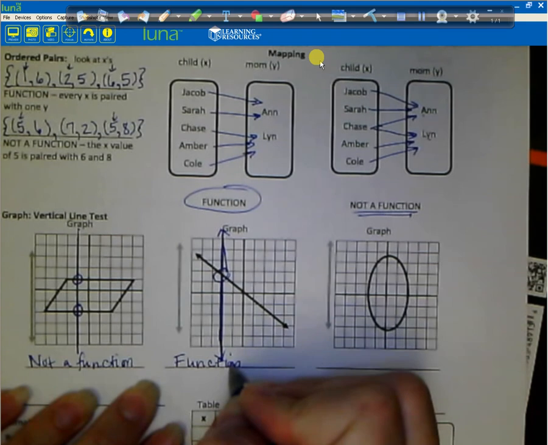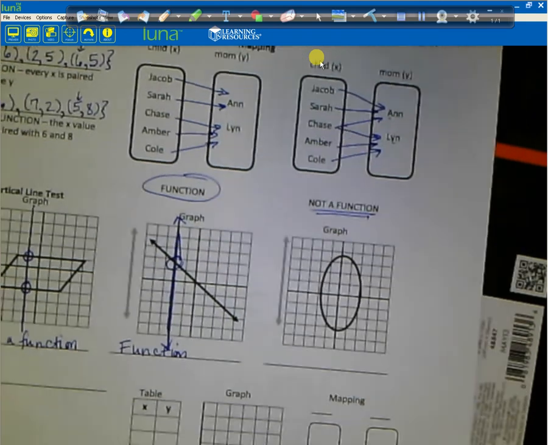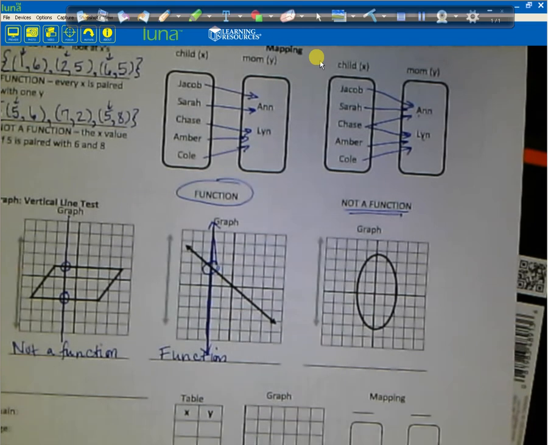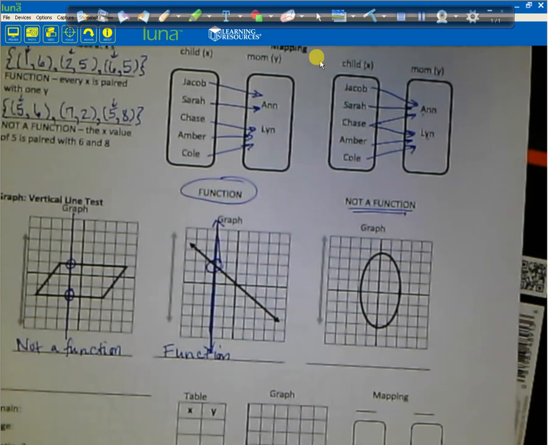So you should be writing at the bottom whether or not it's a function. You should be drawing the vertical lines on your graphs. And I would like for you to circle the points where they intersect so you can refer back to that and see that you have 2 points of intersection there.